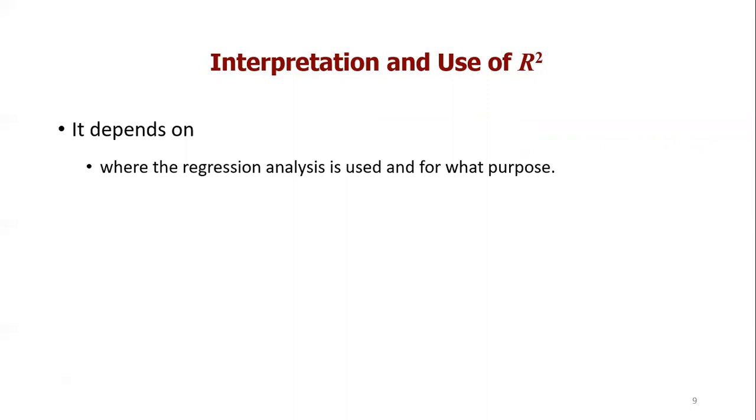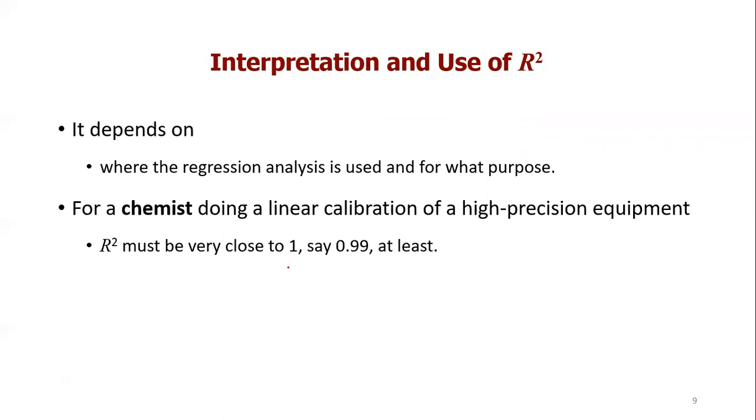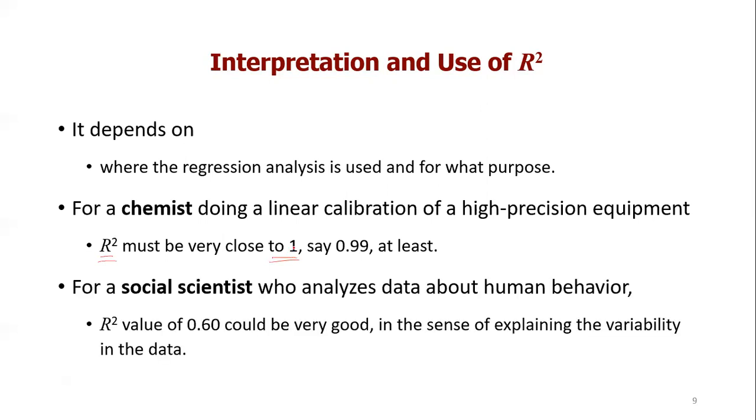For example, if you're a chemist who makes experiments in a laboratory with high precision equipment, then R square should be very, very close to one. But if you're a social scientist analyzing human behavior, then an R square of 0.60 could be a very good fit, because you're working with people, and it's very hard to estimate human behavior by just using predictor variables. So R square just depends on the context that you work in.